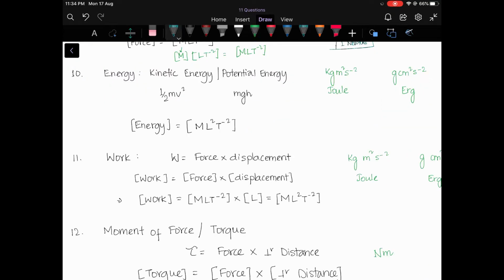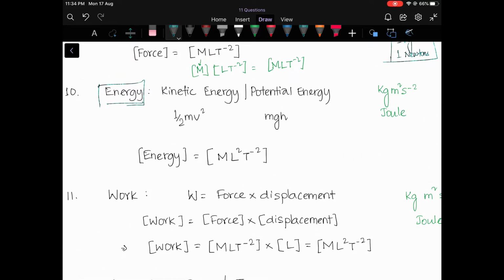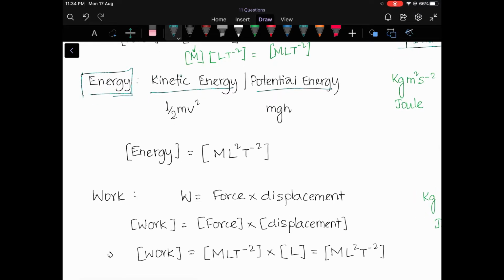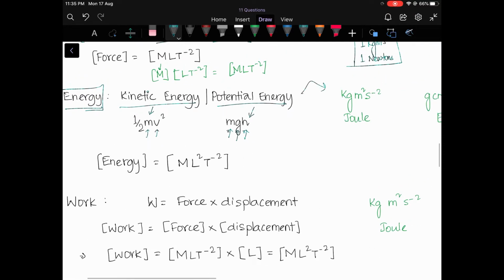Next again we have energy that we often talk about, and the energy can be of any form or type such as kinetic energy or potential energy. If I'm talking about kinetic energy, you must have seen or come across the formula which is half mv square, where m is the mass and v is velocity. If you're talking about potential energy, that is your gravitational potential energy, we may have mgh, mass, acceleration due to gravity and height.